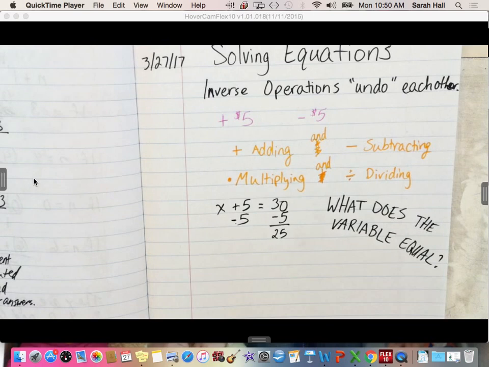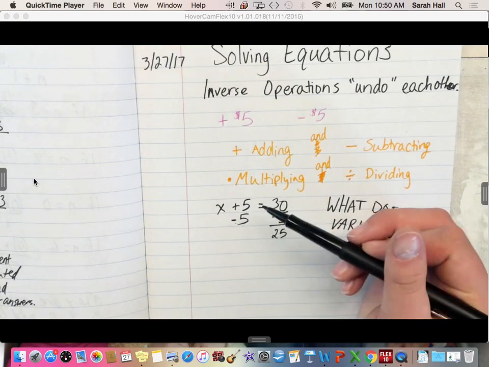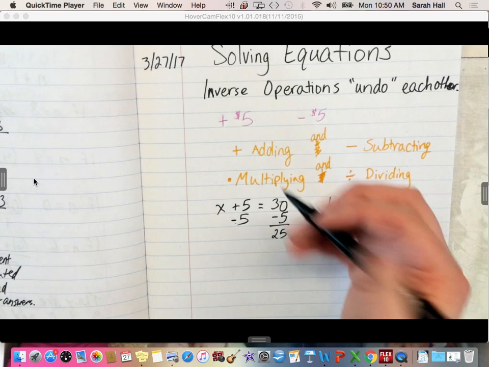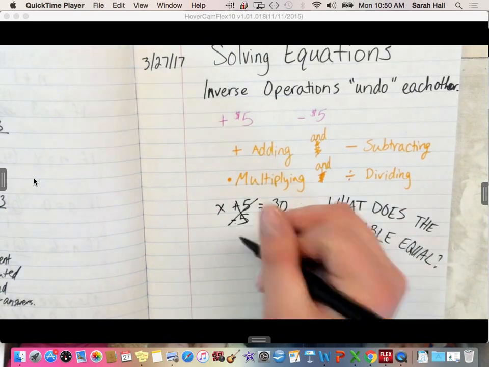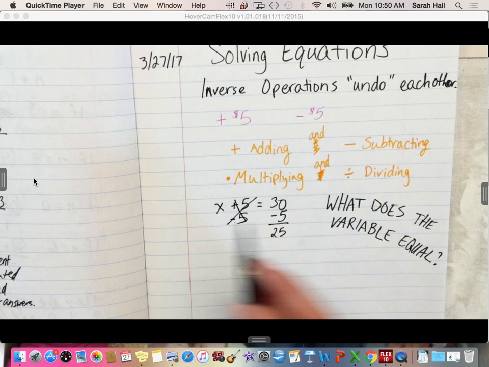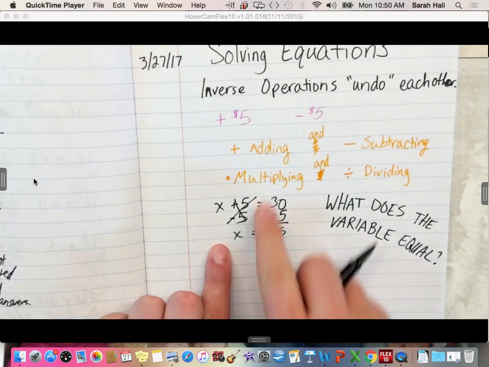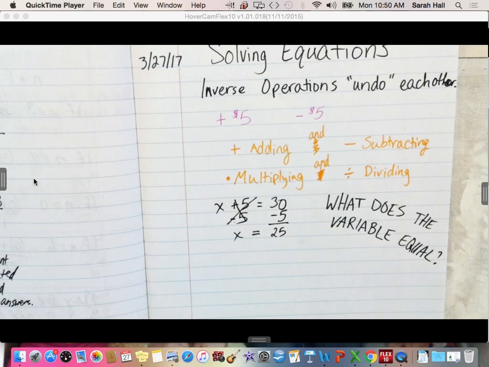0, which is nothing, right? If you get the answer 0 over here, you're good. You can get rid of it. It cancels itself out, leaving you with what? 25. The variable. So it would now say x, bring down that equal sign, equals 25.